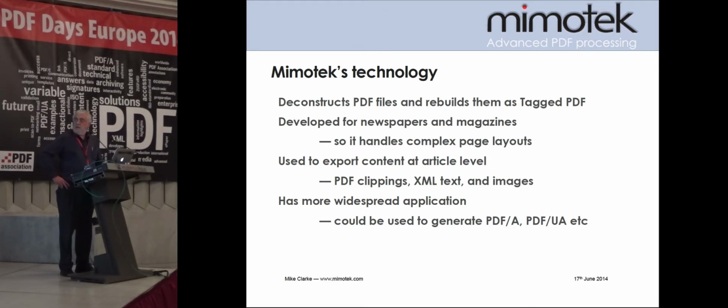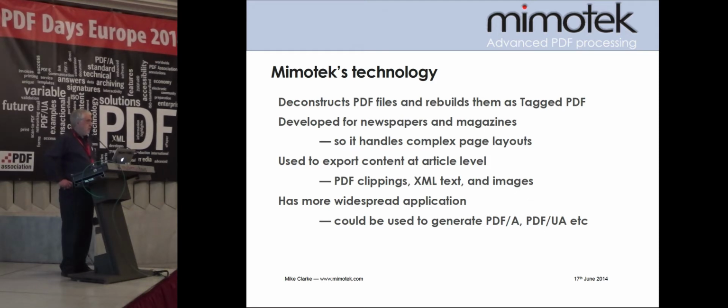Our customers tend to use this kind of approach for extracting content out of newspaper pages at an article level. So we give them tools that allow them to produce article clippings as PDF files, and to extract the text as XML, and to extract the images. And then typically they'll sell the clippings, they'll use the XML for searching to provide relevant clippings to their customers and so on. So that's the main use of our product, and that's where it was all developed. But I think it's got a much more widespread application than that.